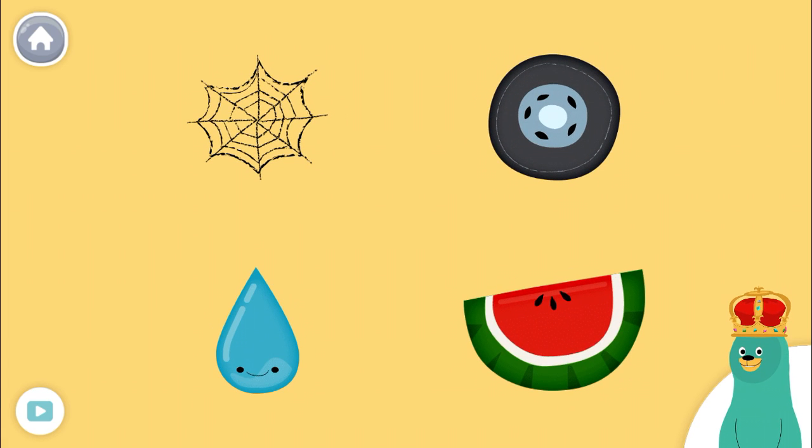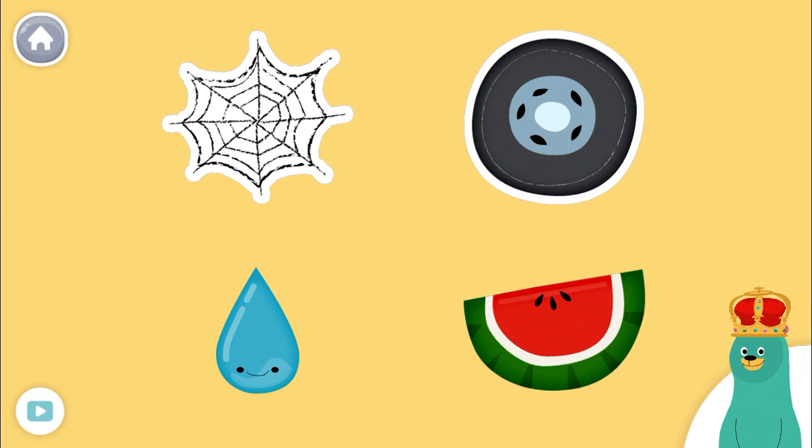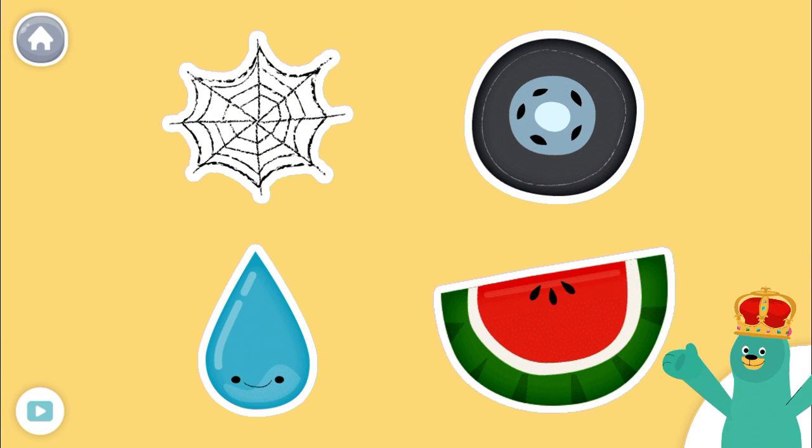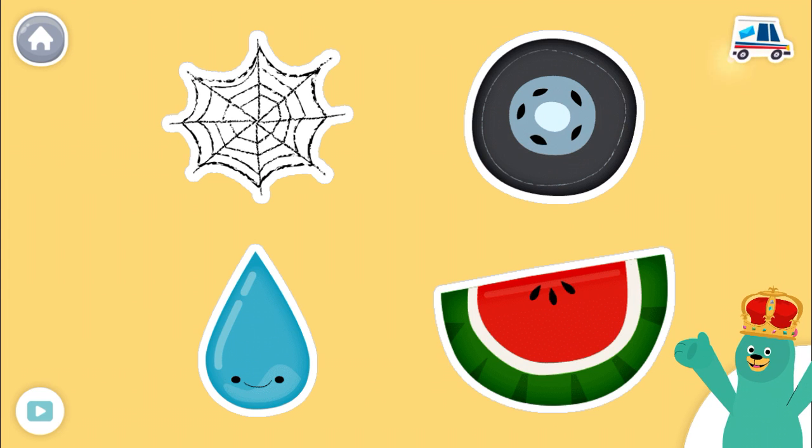All of these things start with the W sound. Tap them all and listen to the W sound at the beginning. Web. Wheel. Water. Watermelon. Keep up the good work.